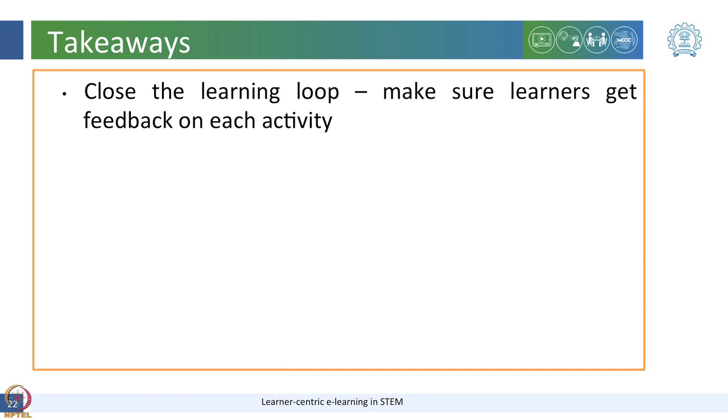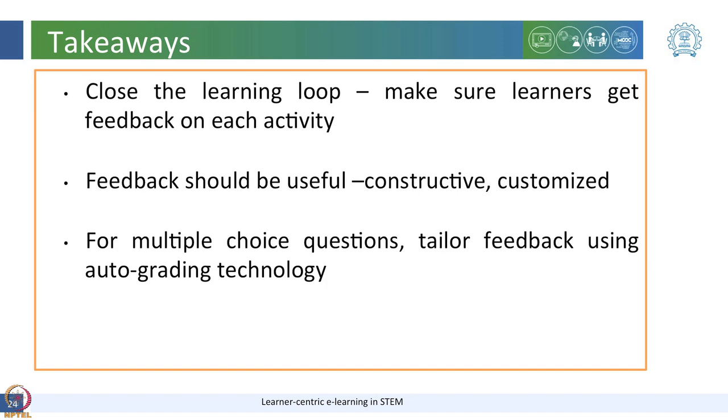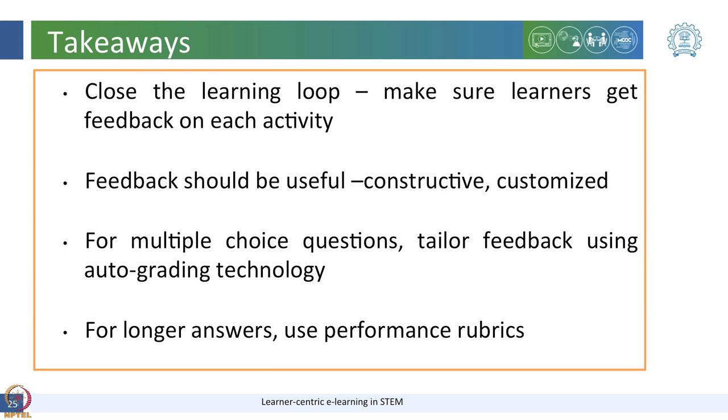The takeaways for us as we design using a learner-centric approach are that we need to close the learning loop. Once we have designed activities, several activities, we need to make sure that learners get feedback on each task, on each activity. And this feedback should be useful. It should be constructive, customized. It is possible to give constructive and customized feedback in e-learning, either using automatically graded tools such as differentiated feedback in multiple choice questions or using descriptive performance rubrics.